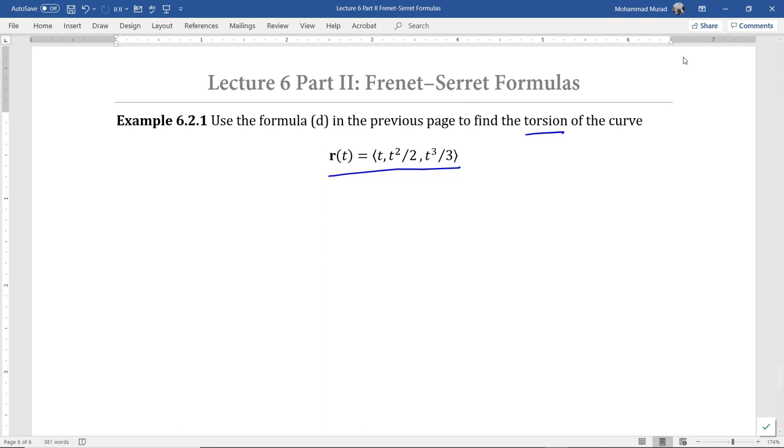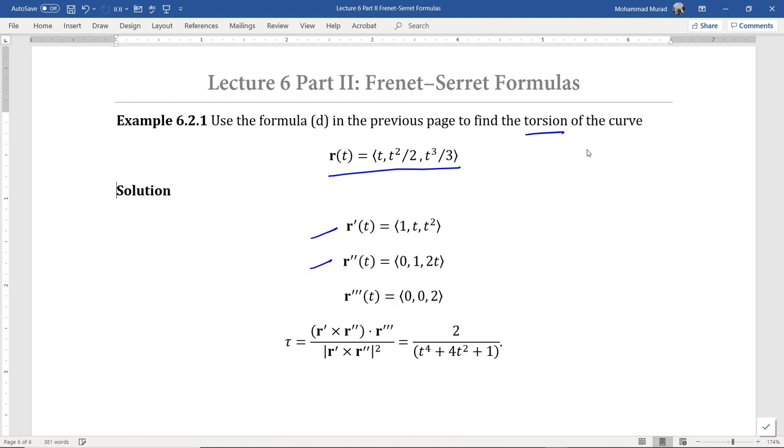The derivatives of the vector function r up to third order are given by these equations. So the first derivative of r has components 1, t, t squared, and the second derivative has components 0, 1, 2t, and similarly the third derivative of the vector function r has components 0, 0, 2. And then if we calculate this expression, we obtain this scalar function. So this is the expression for the torsion of the curve given.